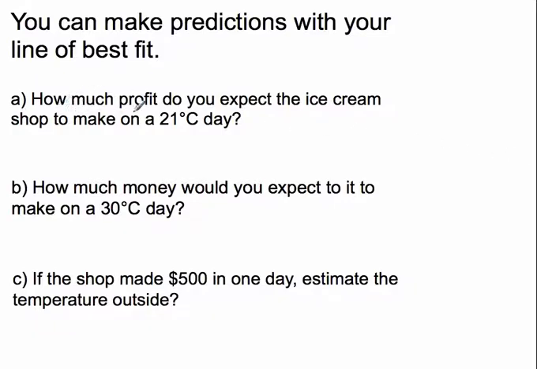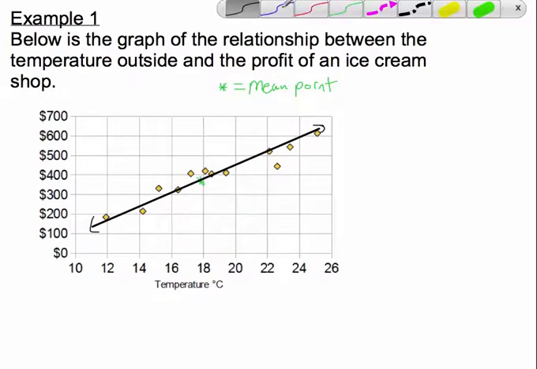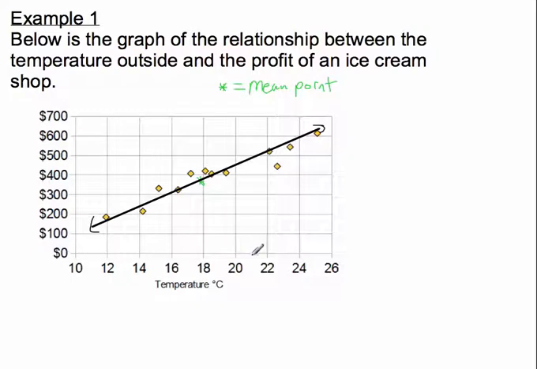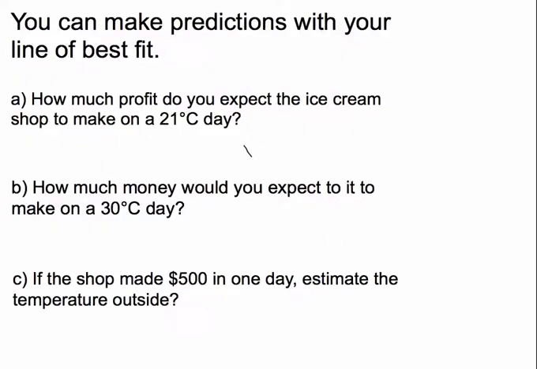So how much profit do you expect the ice cream shop to make on a 21 degrees Celsius day? If we look back at the graph, 21 degrees Celsius is here. One thing we could do is look at the graph and go up to here, and it looks like it's about $500. So we can expect on a 21 degrees Celsius day to make about $500 by looking at the graph, right?